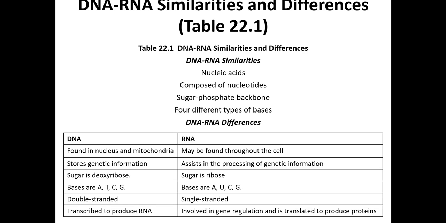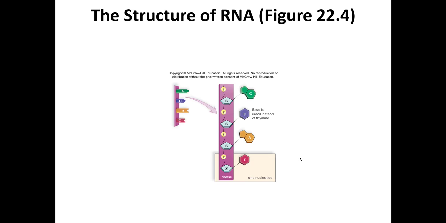Over here is a comparison of similarities and differences between DNA and RNA. They're both nucleic acids, they're both composed of nucleotides, they both have a sugar-phosphate backbone, they both have 4 different types of bases, but differences are listed in the bottom chart. You can see the main difference is the bases. For DNA we have A, T, G, and C, but for RNA we have A, U, G, and C. DNA is double-stranded, whereas RNA is single-stranded. Over here is a picture showing you RNA by itself.